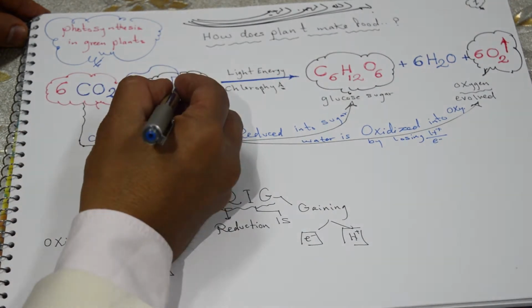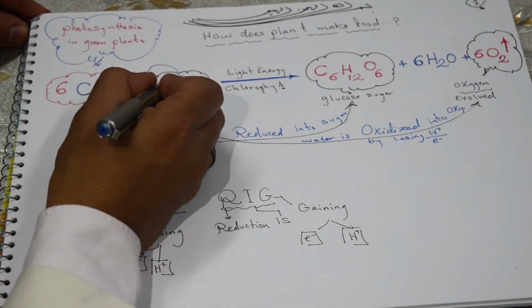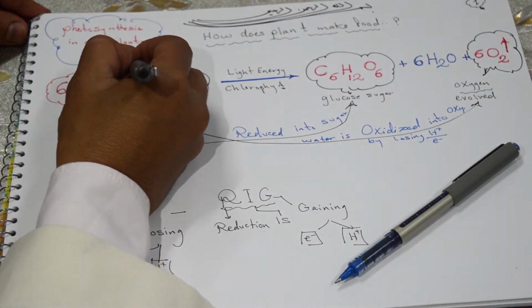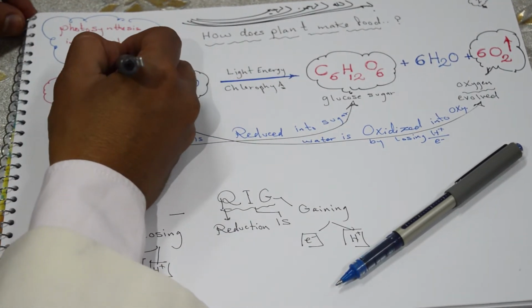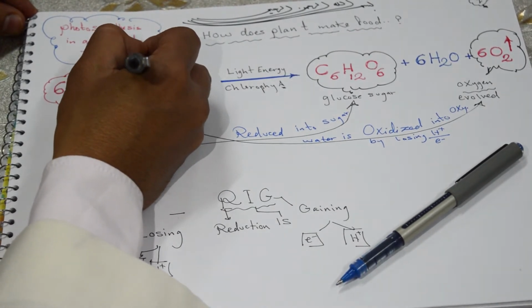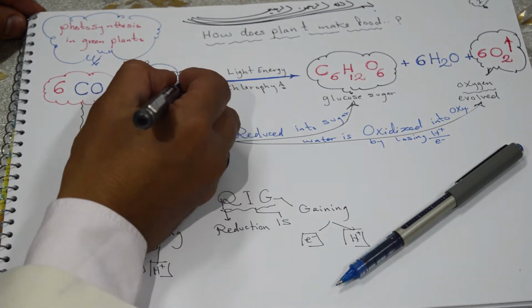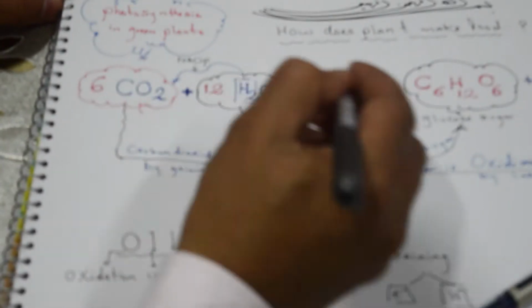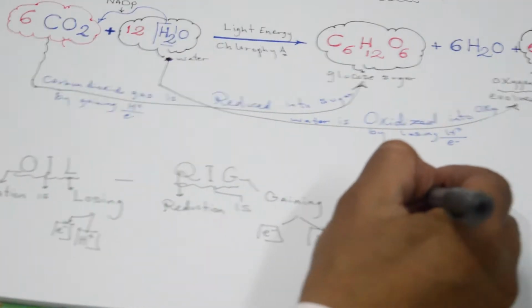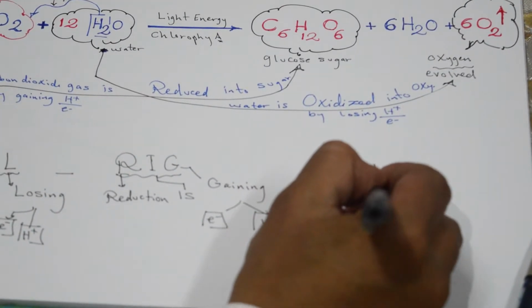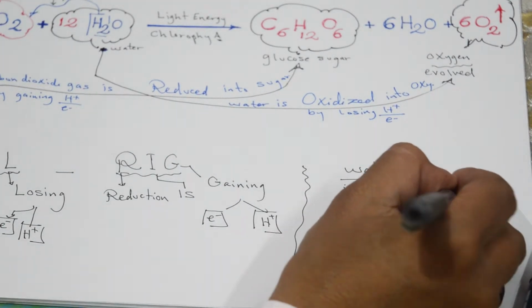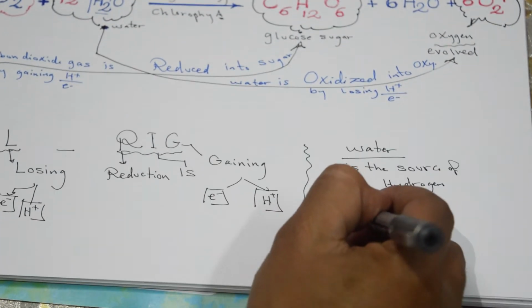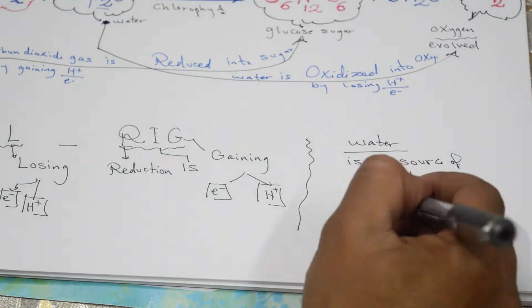But how do hydrogen atoms or protons transfer from water to carbon dioxide? The answer to that question is that there is a coenzyme which is called briefly NADP. NADP is a coenzyme which carries hydrogen from water to carbon dioxide. So, the importance of water in that reaction is that water is the source of hydrogen, which is the reducing agent of carbon dioxide into sugar.